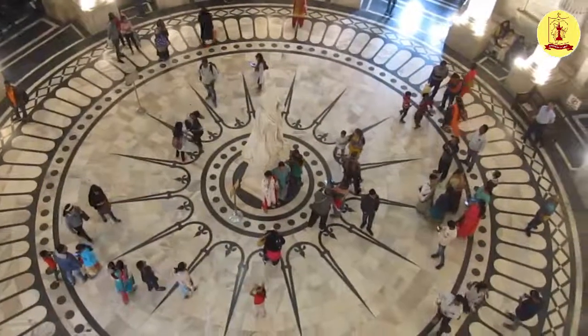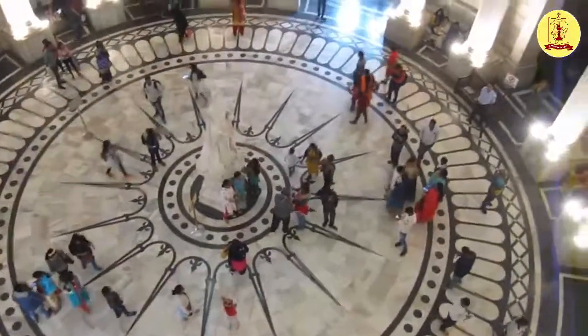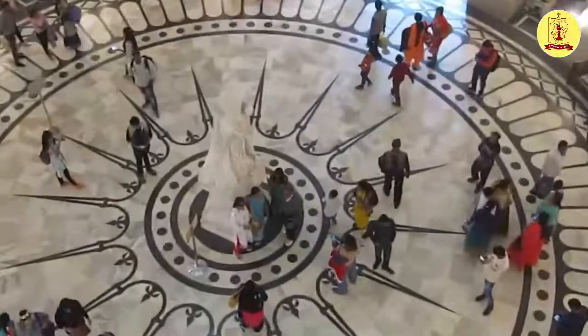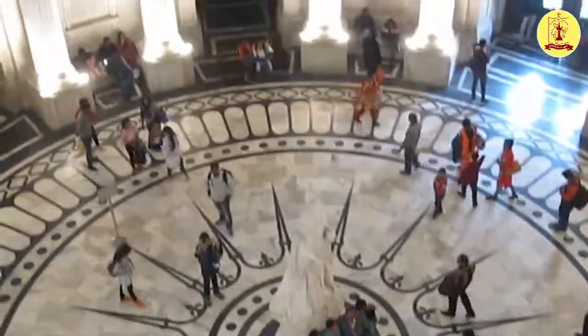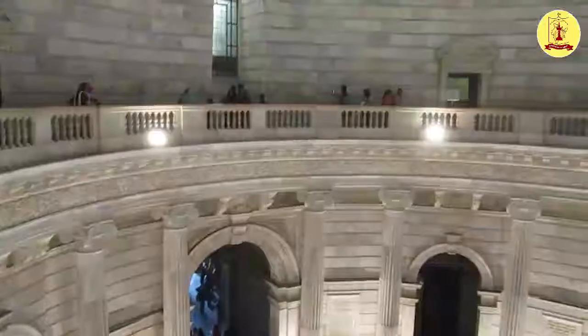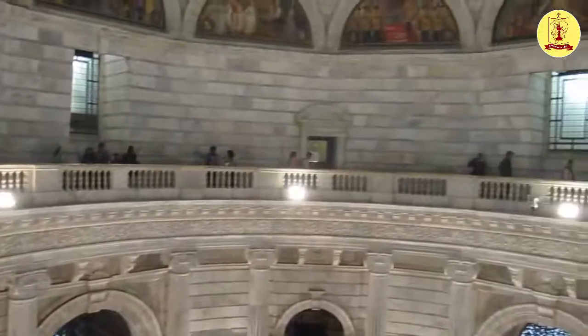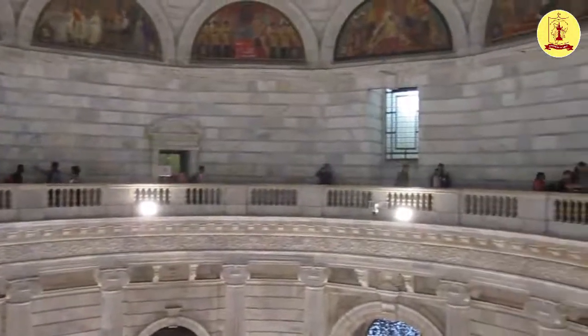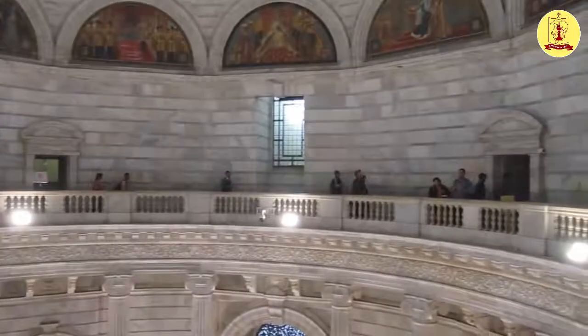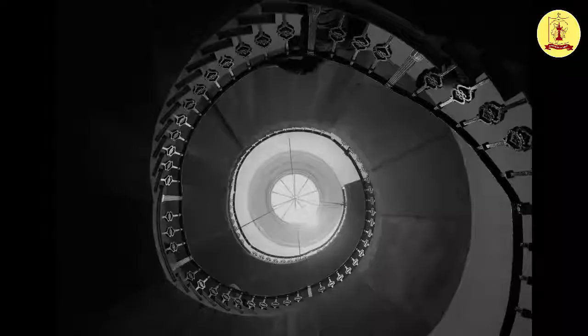From the balcony of the second level, we observe the statue of Queen Victoria, centrally placed, and black and white circular marble flooring. The balcony is surrounded by balustrades. This is the bottom view of the spiral staircase, and the pattern of the floor is made with Makrana marble.